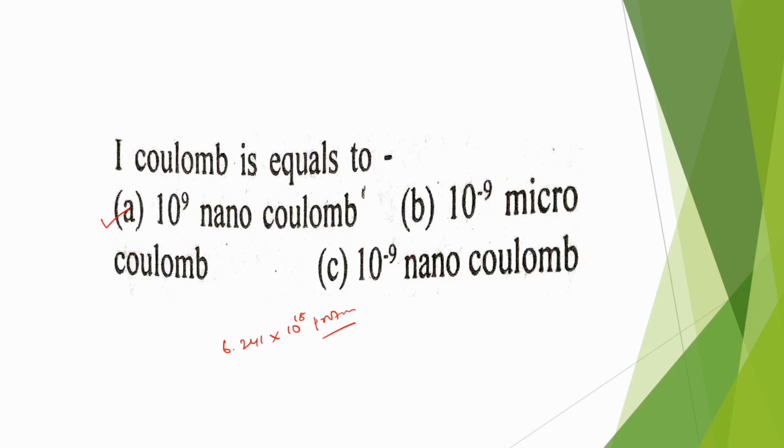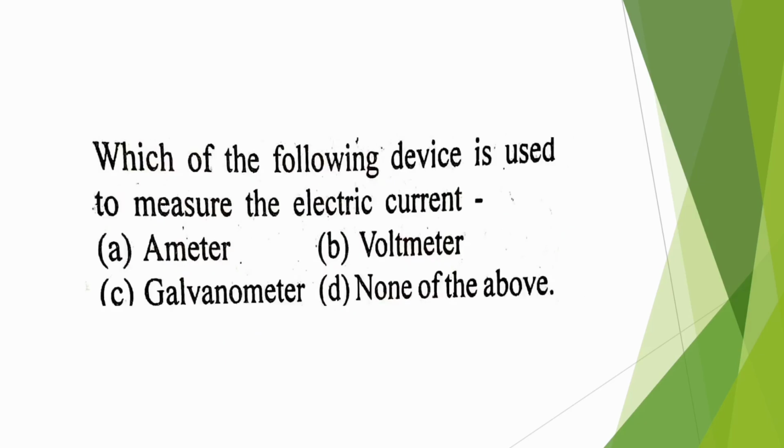Let us proceed with the next question, dear students. Which of the following device is used to measure electric current? Our earlier question was which of the following device is used to detect current. If the question is to detect current, then you have to put the answer galvanometer. But in this case, which device is used to measure the electric current? The correct answer will be ammeter. Ammeter is a device which is used to read current or measure electric current.